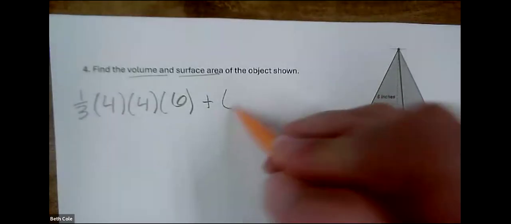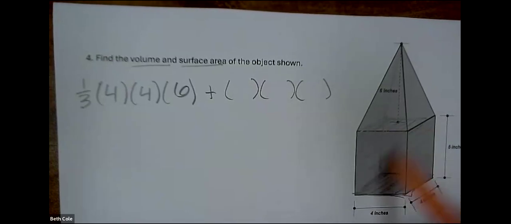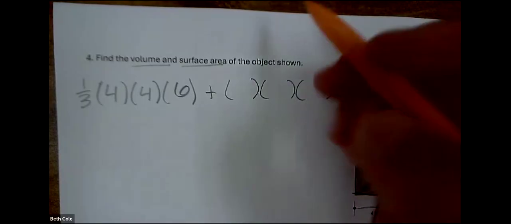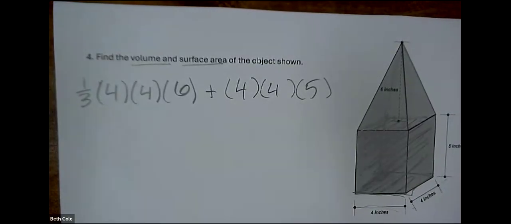Length times width times height. You are literally just going to multiply those 3 numbers together. So what is our length, width, height for the squarish, cubey thing? It's not quite a cube. It would be 4 times 4 times 5. Perfect. So that would be volume.